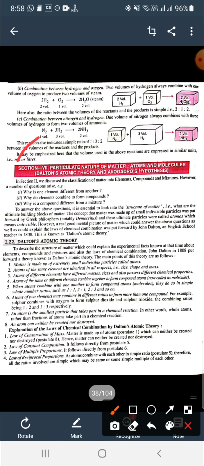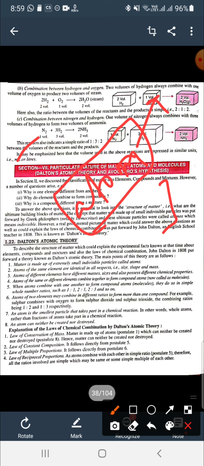Next is section 7, particulate nature of matter, that is atoms and molecules, in which we study two theories or hypotheses. The first one is Dalton's atomic theory and the second is Avogadro's hypothesis. The Greek philosophers said that the ultimate particles are called atoms, which means indivisible. Firstly, when we study the structure of matter, we think that the smallest unit of matter is the atom, which participates in any reaction.